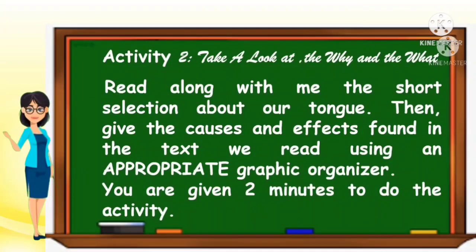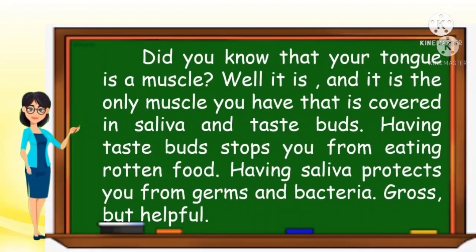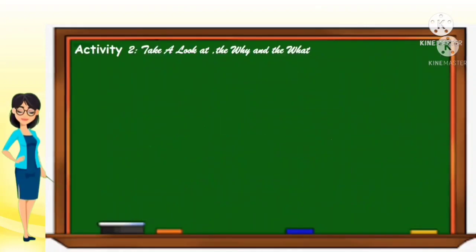Read along with me the short selection about our tongue. Then give the causes and effects found in the text we read using an appropriate graphic organizer. You are given 2 minutes to do the activity. Did you know that your tongue is a muscle? Well, it is. And it is the only muscle you have that is covered in saliva and taste buds. Having taste buds stops you from eating rotten food. Having saliva protects you from germs and bacteria. Gross, but helpful.